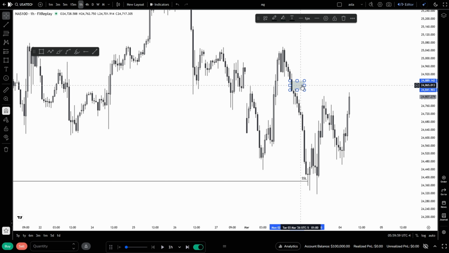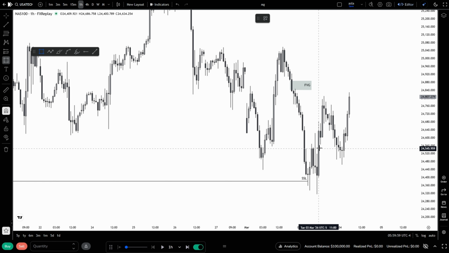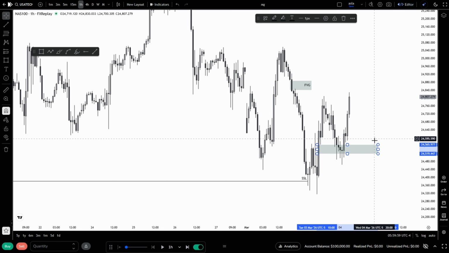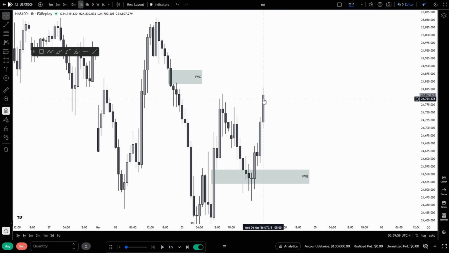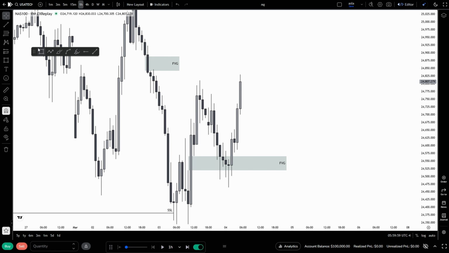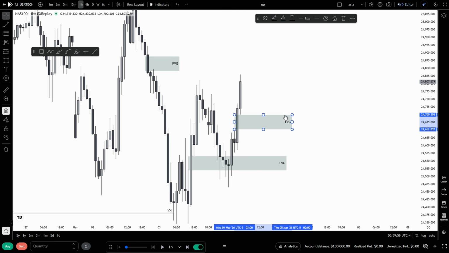So now the narrative changes. We are no longer looking for sells. We are looking for continuation to the upside. And this is very important. You always adapt to what price is doing, not what you initially expected. So now that price is pushing higher, we have a new range forming, and we shift our focus accordingly on the 1-hour time frame.